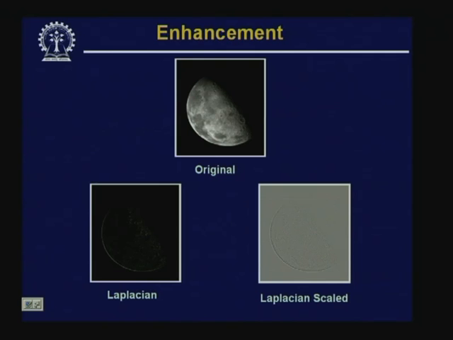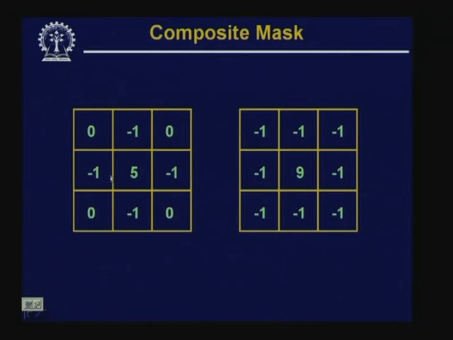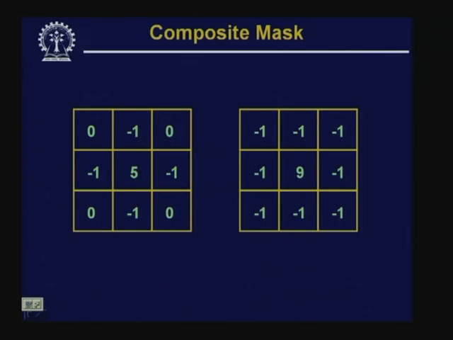But in many applications, it is better for visualization if this detailed information is superimposed on the original image. So these detailed images are to be added to the original image, so that we can get an enhanced image. The next one shows the original image and the same detailed images that we have shown earlier. On the bottom right, you have the enhanced image, where the detailed images are added to the original image. For performing this operation, we can have a composite mask, which is given like this. Here the center coefficient of the mask is equal to 5, whereas you recollect that in the Laplacian mask, the center coefficient was equal to 4. So if I change from 4 to 5, that means the original image f(x, y) is going to be added with the detailed image to give us the enhanced image. That is what is done by using this composite mask.